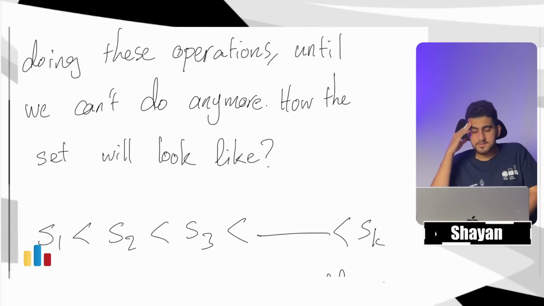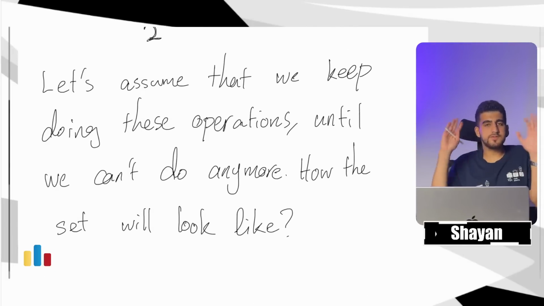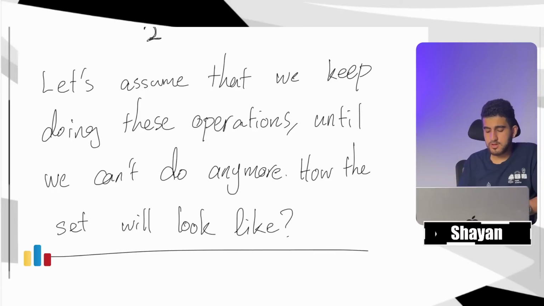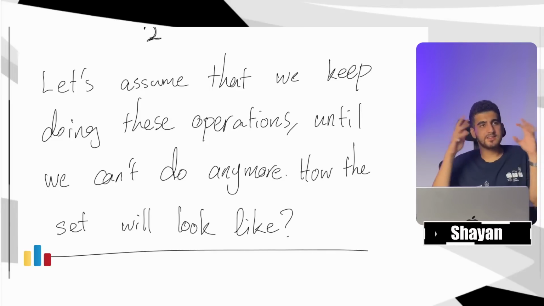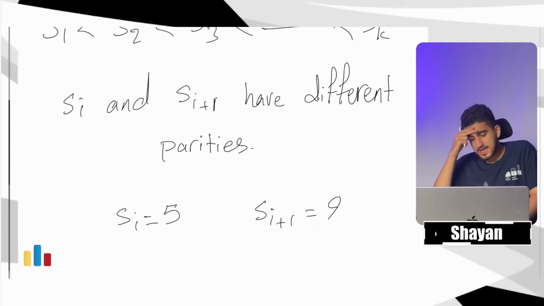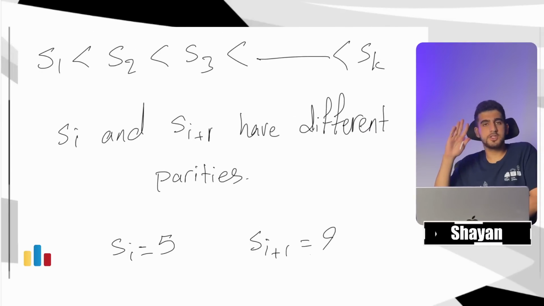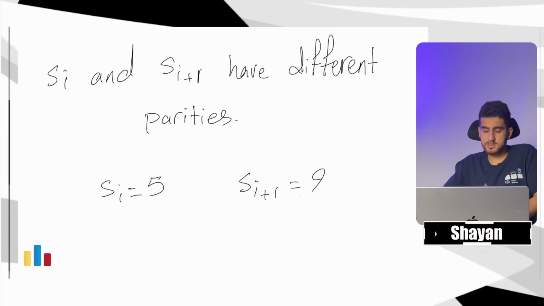But we assume that we have done our operations many times, such that we've stopped. We cannot continue doing our operations. So we are at an equilibrium, a state where we cannot make any further changes. We cannot add anything anymore. So S_i and S_(i+1), when we are done and cannot do any further operations, must have different parities.